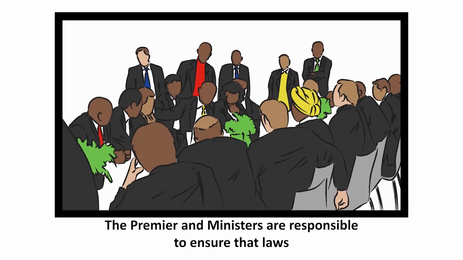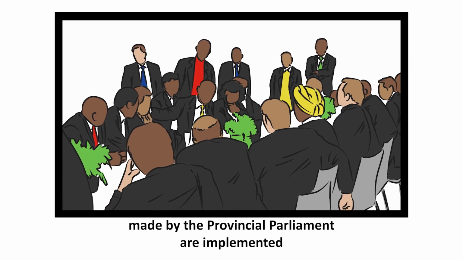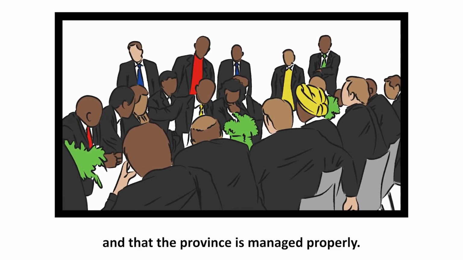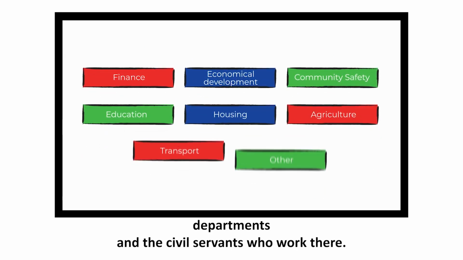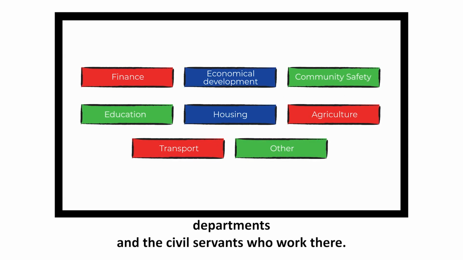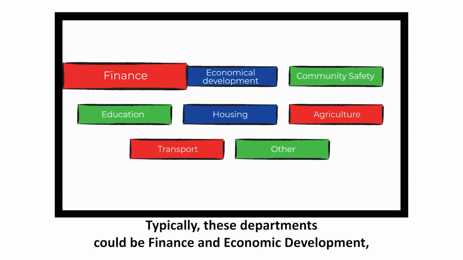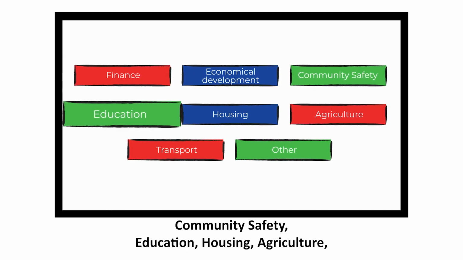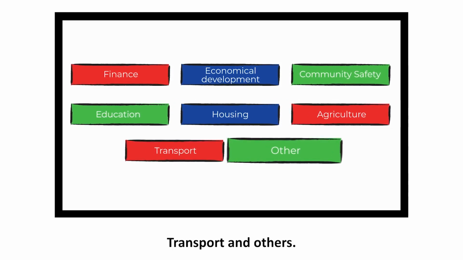The Premier and ministers are responsible to ensure that laws made by the provincial parliament are implemented and that the province is managed properly. They do this through the different provincial government departments and the civil servants who work there. Typically, these departments could be finance and economic development, community safety, education, housing, agriculture, transport, and others.